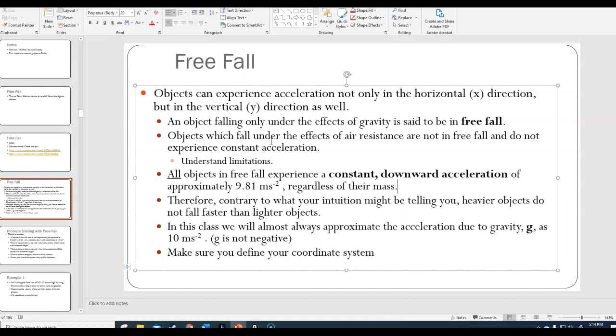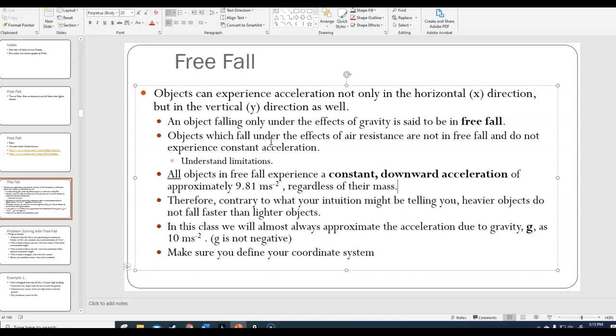For example, if I throw a baseball up into the air, even as it's traveling up, its velocity is up, it is still experiencing a downward acceleration due to gravity. So make sure in your mind you understand the difference between velocity and acceleration, because those are not the same thing. When I say the direction of acceleration due to gravity is down, I'm not saying that objects have to be moving down to be in free fall.